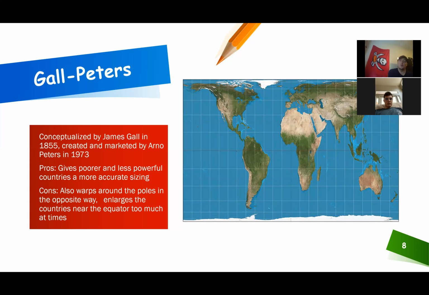Obviously, this also has a lot of warping as well. It does it the opposite way. It makes the equator quite big, and it makes the areas towards the poles much smaller. While it is slightly more accurate, it's still not exactly fully representative of what a map should be.